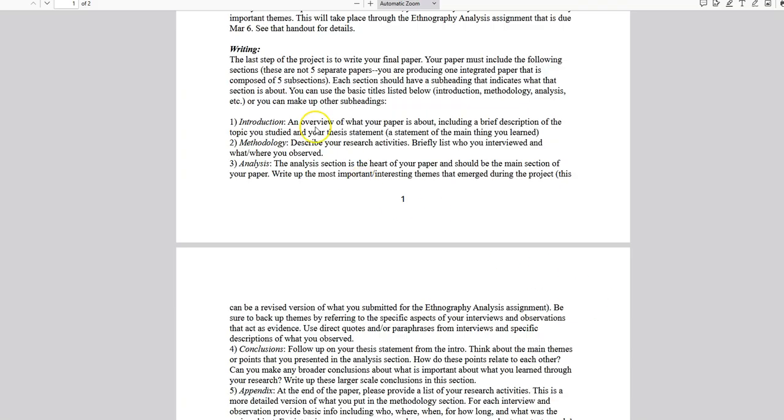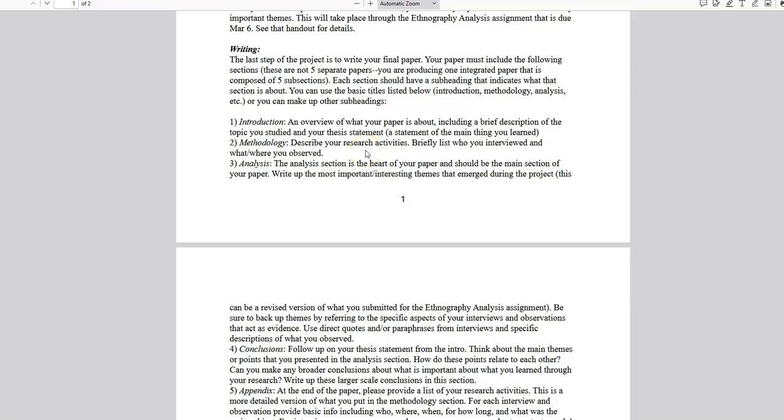So those sections are, first, you're going to start with an introduction. In the introduction, you're going to give an overview of what your paper is about. That's including sort of a description of what you studied and a thesis statement. What did you learn? What's the most important thing you learned across all of the research that you did?